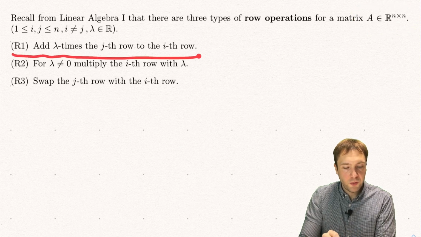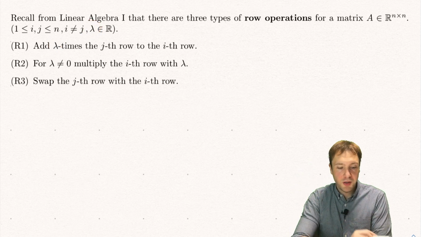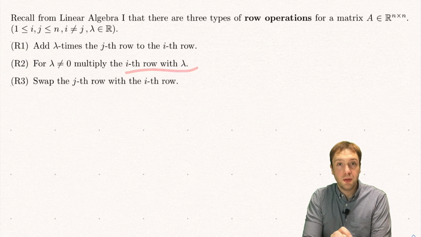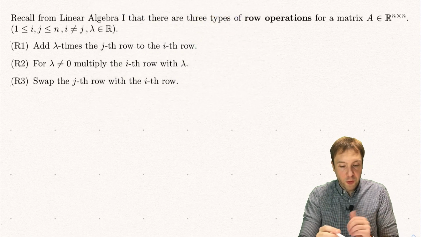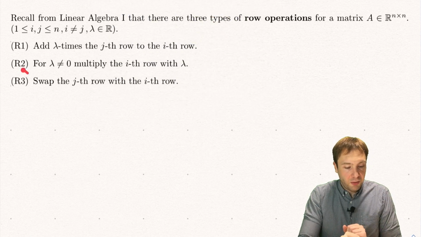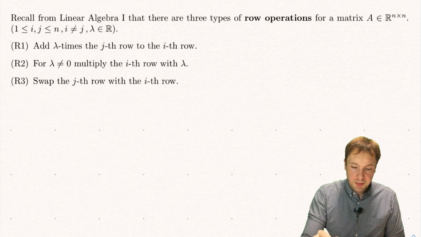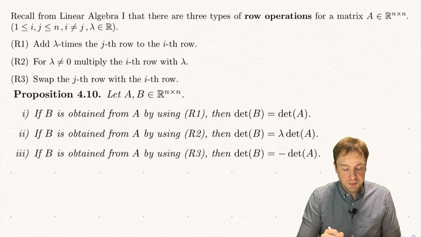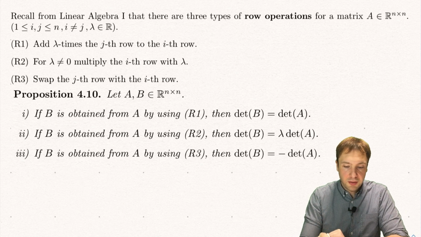So the first row operation was that I could add a multiple, here the multiple will be called lambda, of one row to another row. The second one was, if this lambda is not 0, then I could always multiply one row with this lambda, and the third operation was to swap 2 rows. And so now the question is what happens to the determinant by using these row operations.